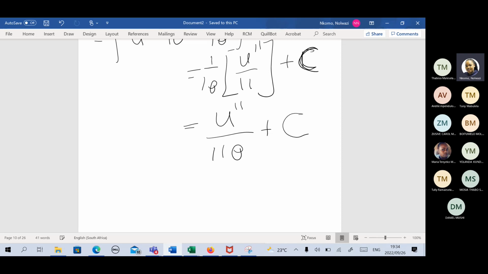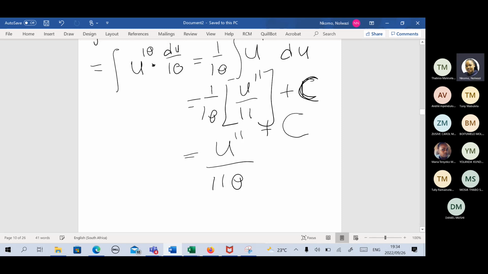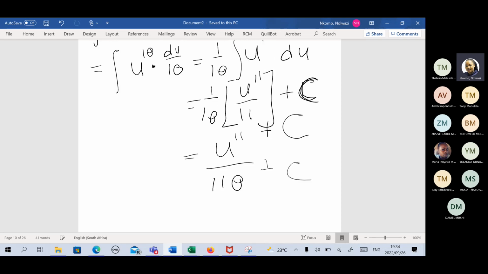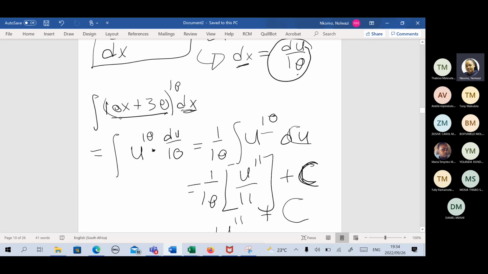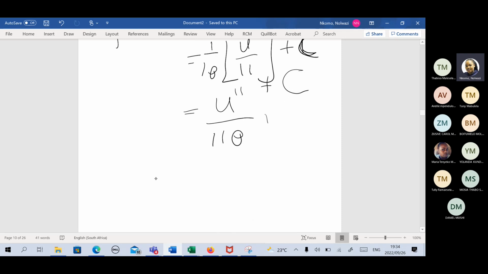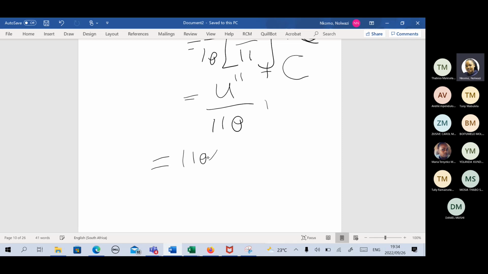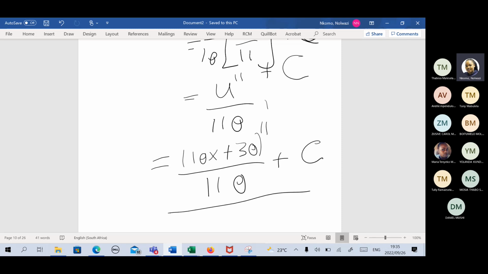Then after integrating, we can now substitute our u back, because we assumed our u to be equal to 10x plus 30. So at the end, you can just substitute your u back. So this means this integral is equal to 10x plus 30 to the power 11 over 110 plus a constant of integration. Right?